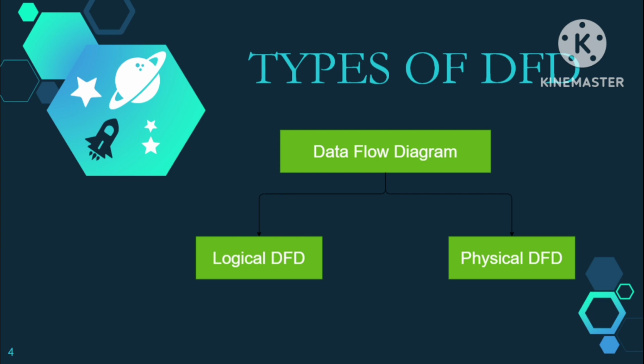Now coming to the physical DFD. A physical data flow diagram represents the implementation of the system at a more detailed level, taking into account the physical components and resources involved. It includes information about the hardware, software, databases, networks, and other physical entities that are necessary for the system's operation. So a physical DFD provides a more concrete view of how data flows through the system and is processed and stored by different components.